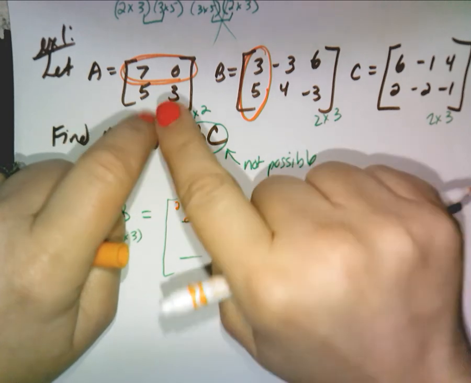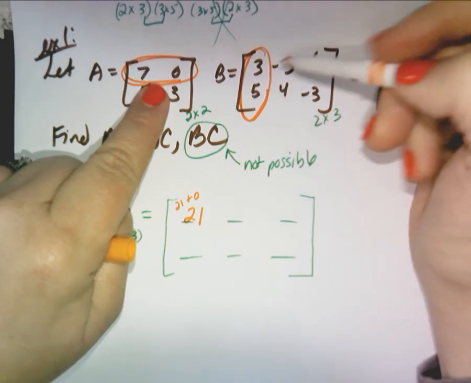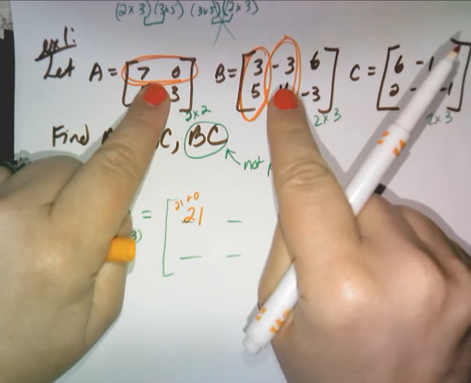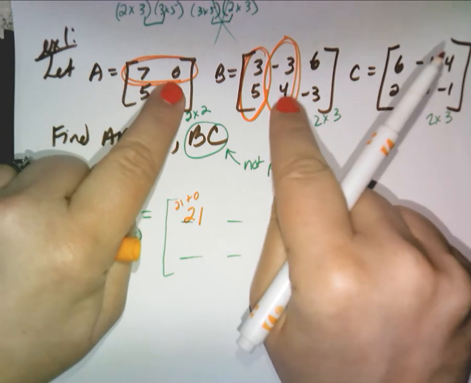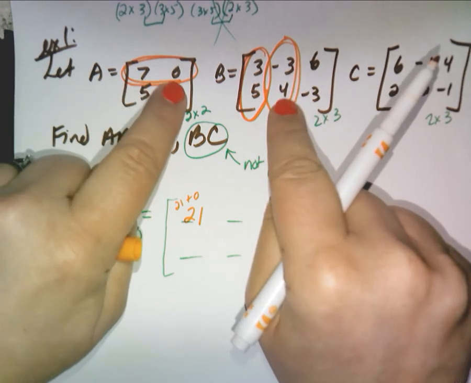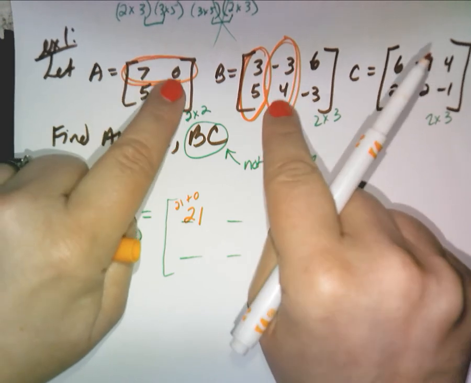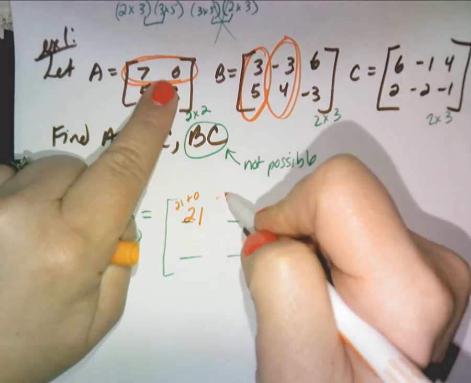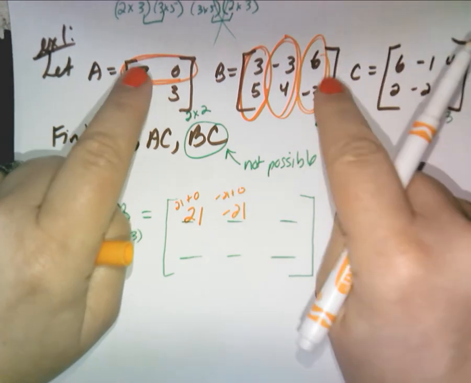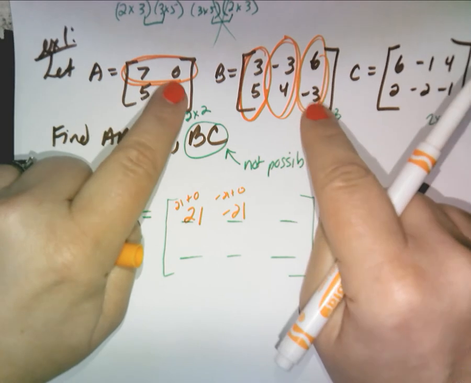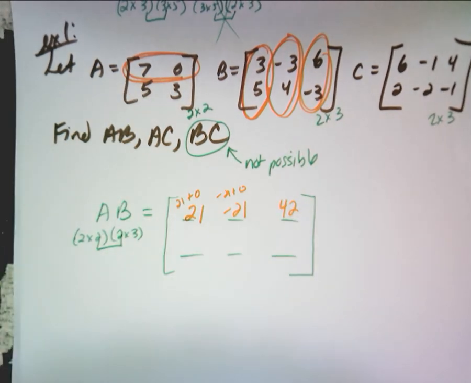Okay? Now, keep this row, but move the column. So now I do this column. So I'm going to do 7 with -3 and add that to 0 times 4. Well, again, having a 0 is really your best friend. So 7 times -3 is -21. And then 0 times 4 is 0. So -21. And then you do it here. 7 times 6 is 42. And then a 0 again. So 42.